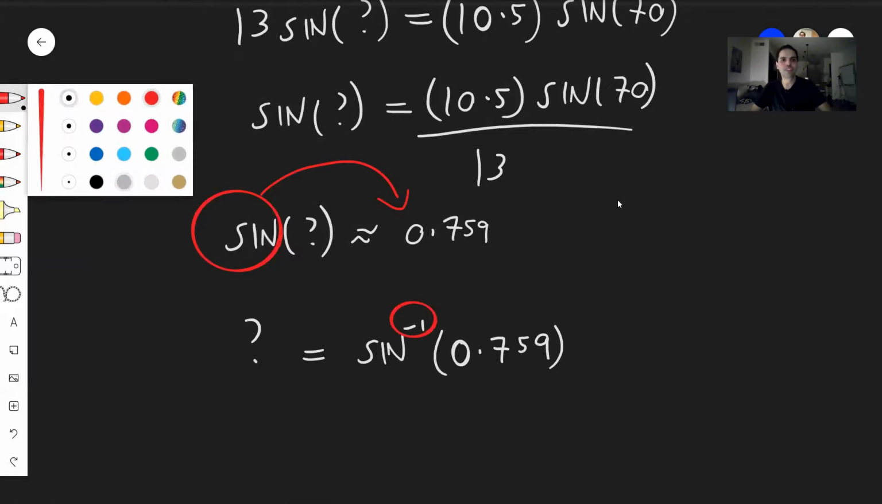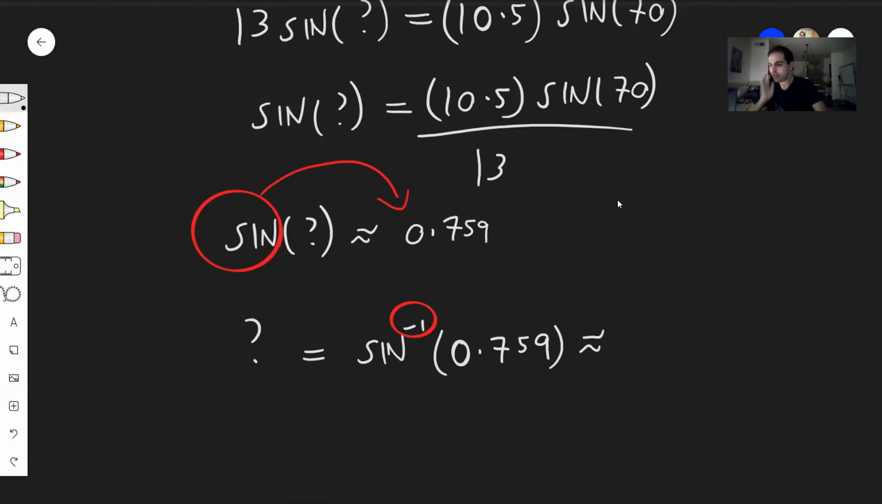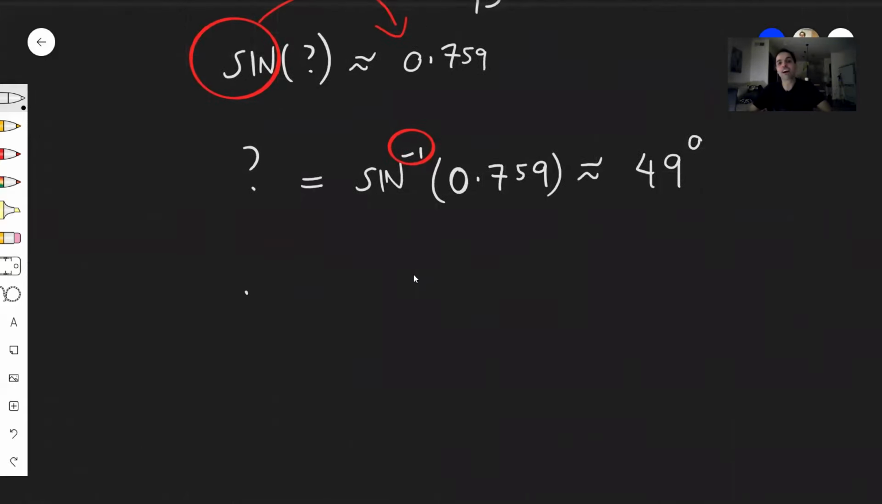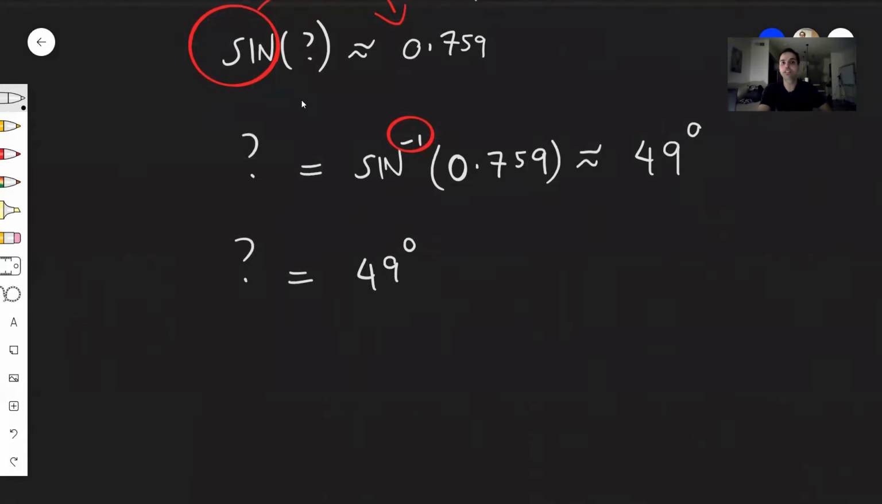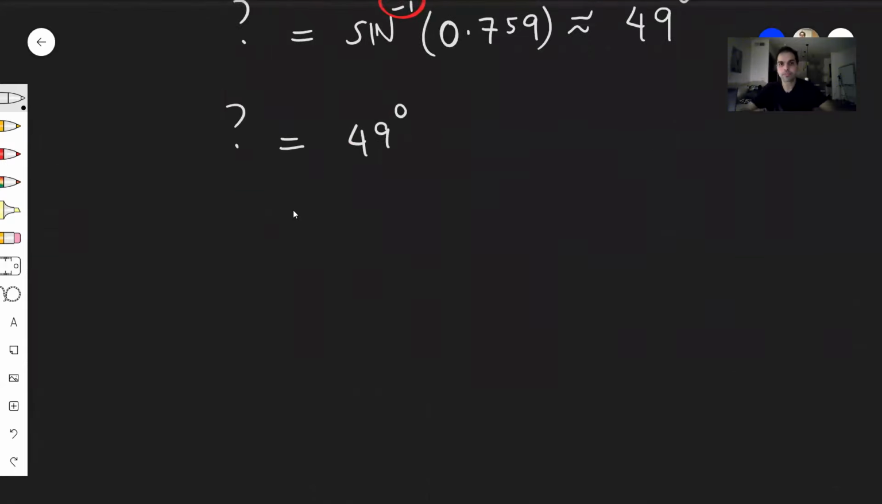And this is roughly equal to 49 degrees. And by the way, I don't know if I told you this already, but make sure your calculator is in degrees, not radians, for those kind of problems. So what did we find? We found that question mark is 49 degrees, but you have to be a little bit careful, because we found that sine of question mark is 0.759. It turns out there could be another angle, and let me show you why.